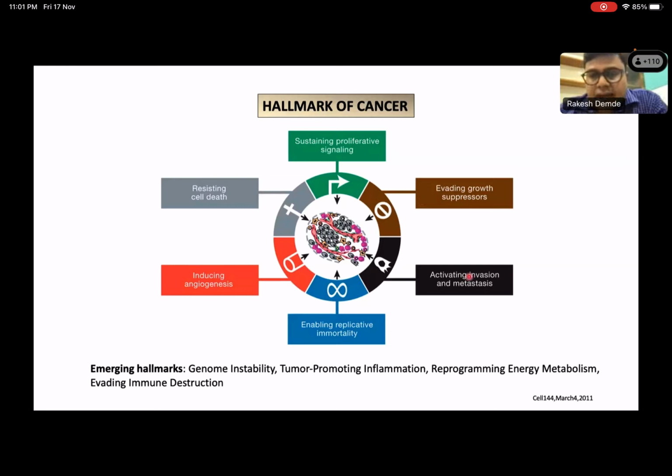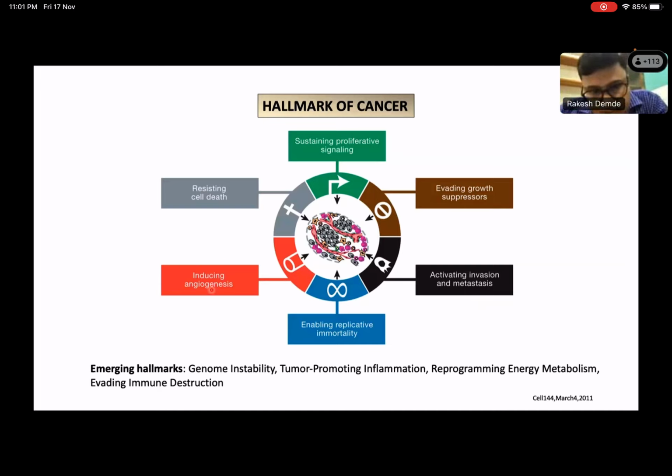Then the cancer cell always tries to invade and metastasize. There can be mutations which activate invasion or which increase the invasive ability of particular cancer cells. Such types of hallmarks are associated with invasion and metastasis. Then cancer cells, with the help of some mutations, try to enable replicative immortality. One of the examples is TERT promoter mutation, or telomerase reactivation, which enables replicative immortality.